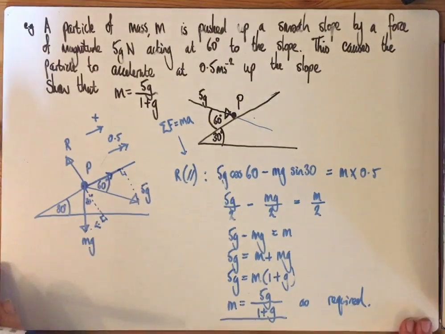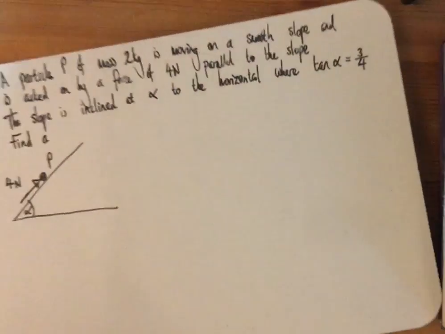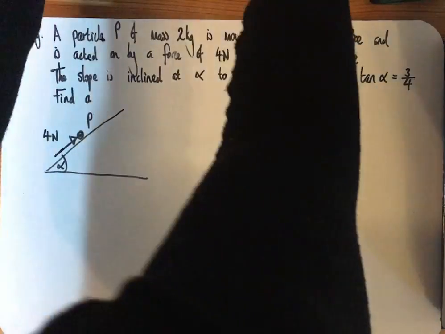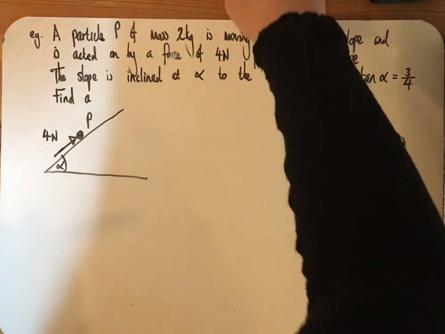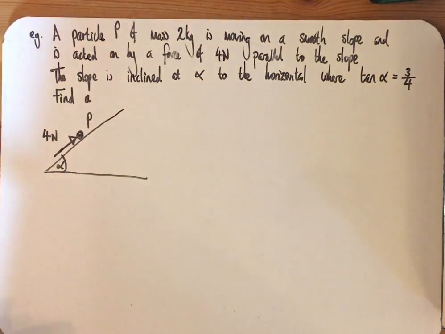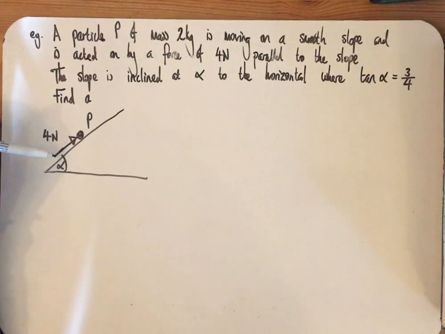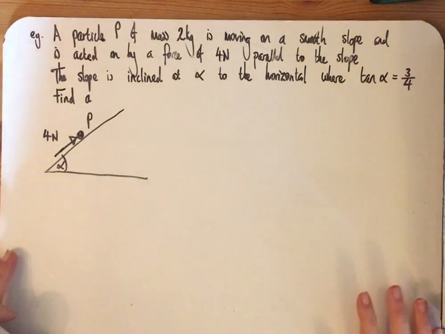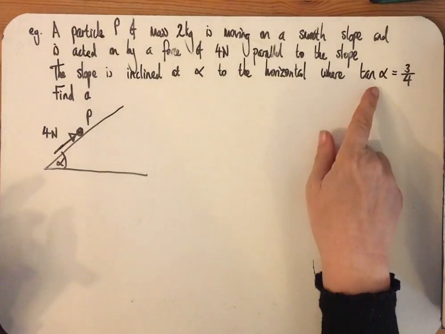Right, last example on this. It's kind of similar really, but we've got a particle P of mass 2 kilograms, and I've got my wobbly board. It's moving on a smooth slope and is acted on by a force of 4 newtons parallel to the slope, as shown in the diagram. The slope is inclined at angle alpha to the horizontal, where tan alpha is 3/4. So this happens a bit in questions. You're not actually given the value of alpha.